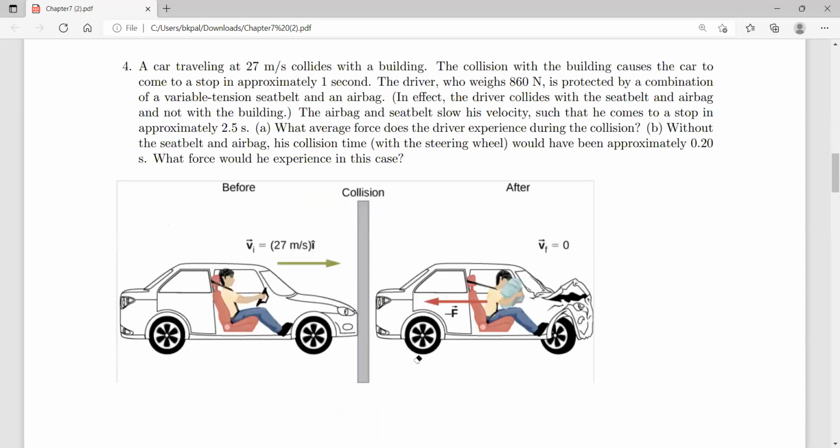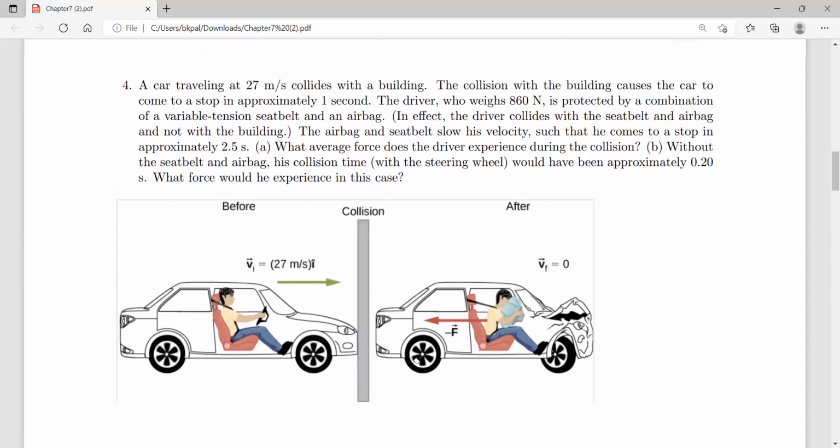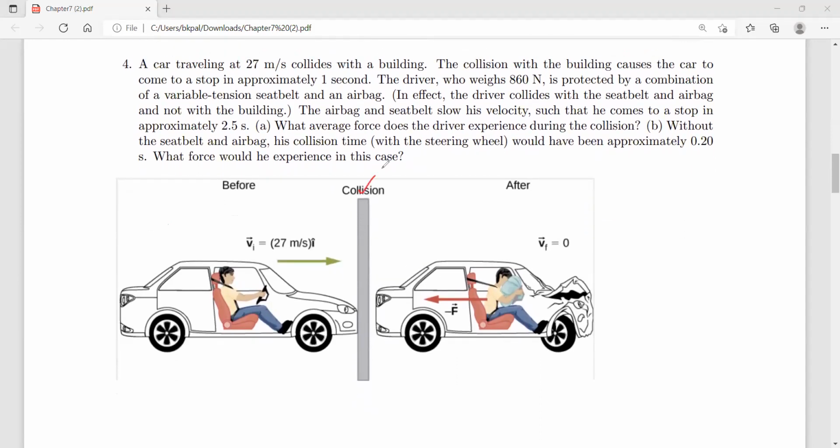All right, so let's try this one. Okay, so here a car is traveling at 27 meter per second and collides with a building. So there is a collision between the car and the building. Okay, so here is the building. Before the collision the velocity was 27 meter per second. After the collision the car stops, so the velocity is equal to 0. The driver's weight is given, 860 Newton. So W is given here, basically Fg, the gravitational force, is 860 Newton.